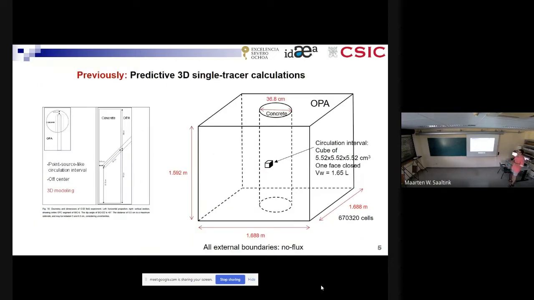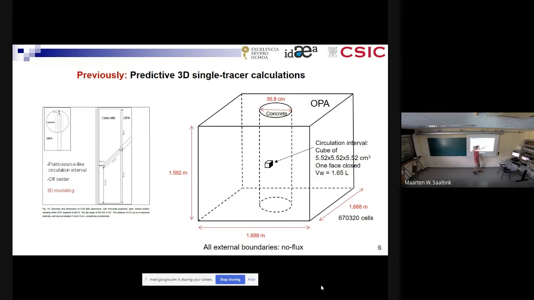So here we have a first preliminary, purely predictive 3D model using the PFLOTRAN code. This is the setup of the experiment on the left, and on the right, what was implemented. So the model domain is this box. We have the cylinder in the center, which is the concrete part of the borehole. Then only the injection interval is included. The rest of the borehole, which comes at an angle, is not included in the model for simplicity. It's just basically the circulation interval, the tip of that borehole.